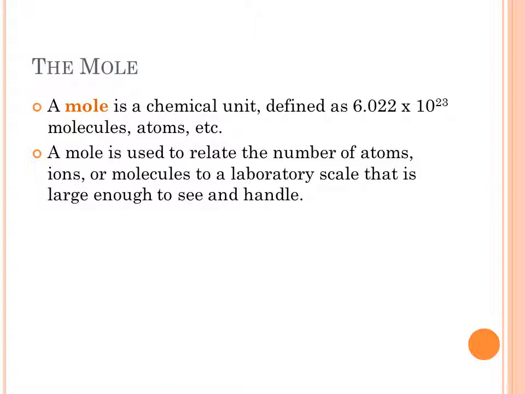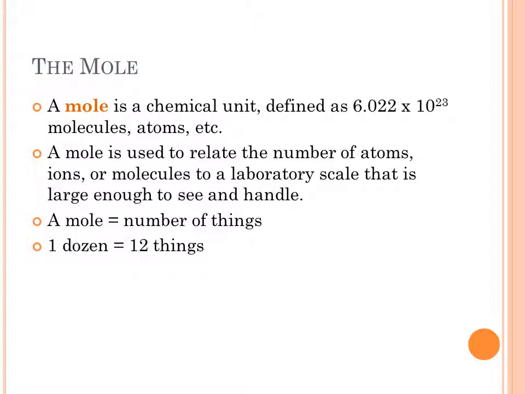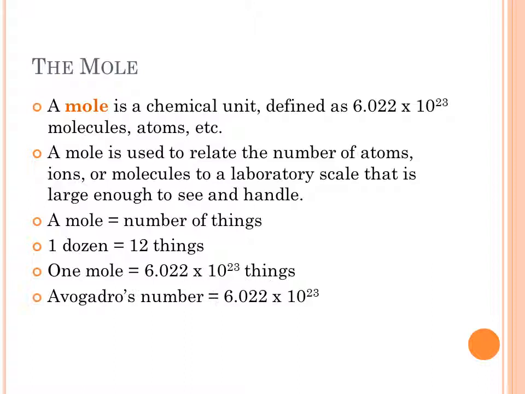A mole is used to relate the atomic and molecular scale, that submicroscopic scale that we can't see, to a laboratory scale where we can actually make some concrete measurements. But a mole is really just a number of things. If we say a dozen, we mean there are 12 things. A mole means there are 6.022 times 10 to the 23rd things. It's the same concept, just that number is significantly larger. That 6.022 times 10 to the 23rd number is Avogadro's number.